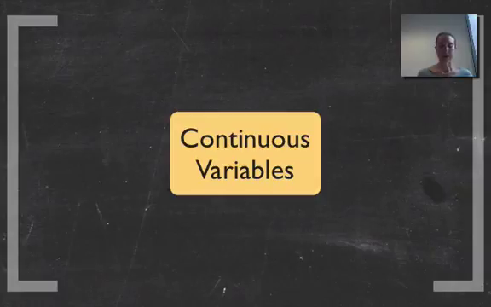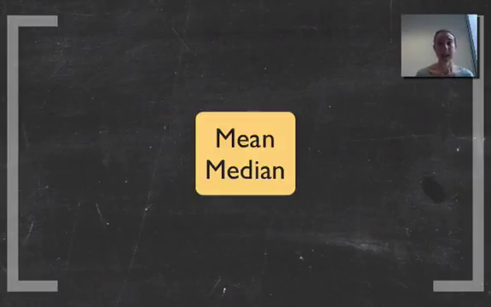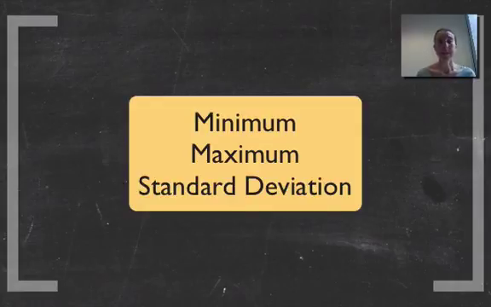For continuous variables, I tend to calculate the mean and the median, as we did a few lectures ago, to indicate the center of the data. I tend to calculate the minimum, the maximum, and the standard deviation to indicate the spread of the data. And then sometimes I'll use other measures of central tendency and variance or spread as well, as we've talked about over the past few lectures.